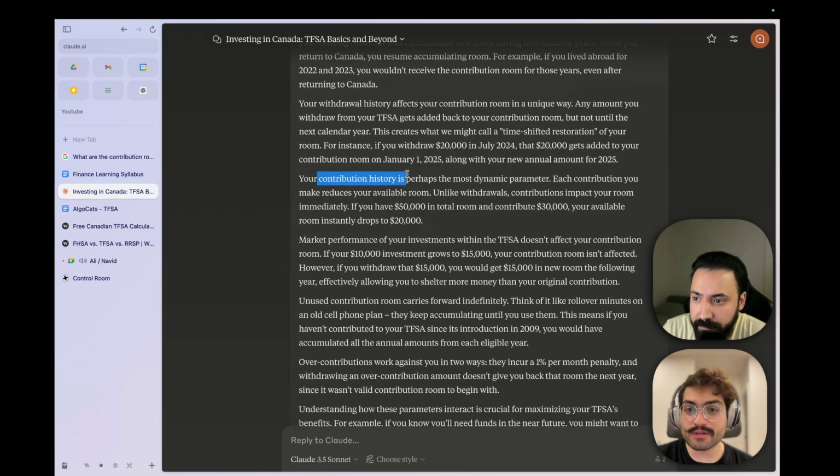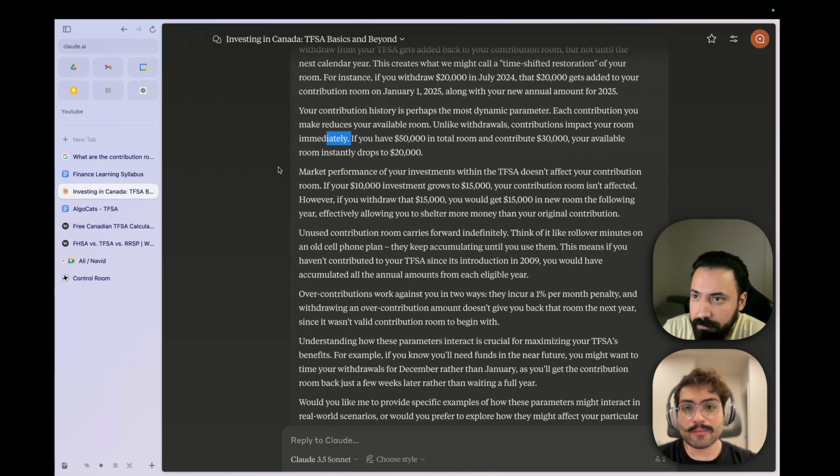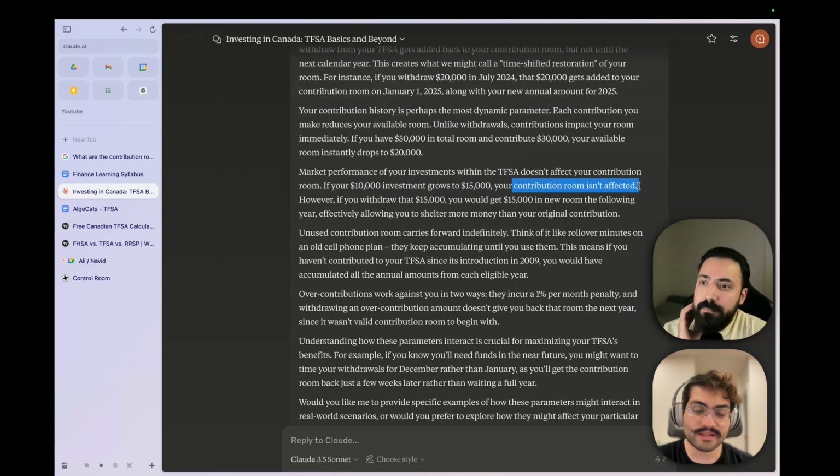Your contribution history is also a parameter. Each contribution you make reduces your available room. Unlike withdrawals, contributions impact your room immediately. So that makes sense. Market performance of your investment within TFSA doesn't affect your contribution room. If your 10K investment grows to 15K, your contribution room isn't affected. Really? However, if you withdraw that 15K, you would get 15K in new room the following year, effectively allowing you to shelter.